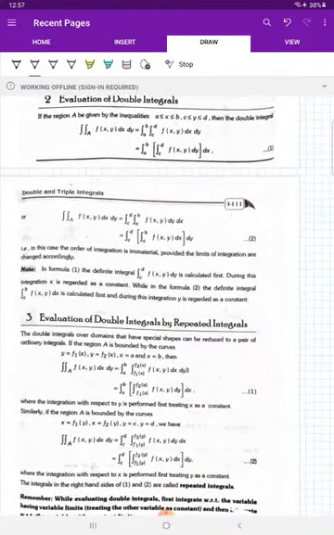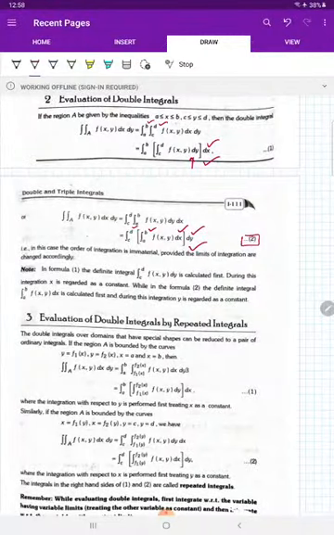This double integral can also be expressed as a repeated integral, like this way or this way. Here you can see that the inner limits are constant, and the outer limits are constant. Same is the case with this form. Here they have integrated with respect to y first and then x. In expression 2, they have integrated with respect to x first and then with respect to y.